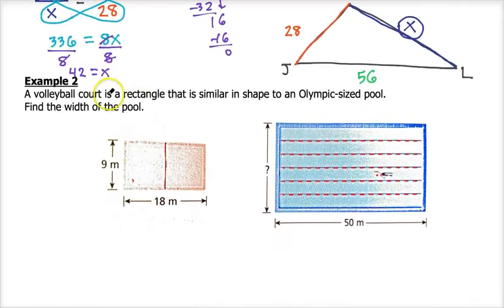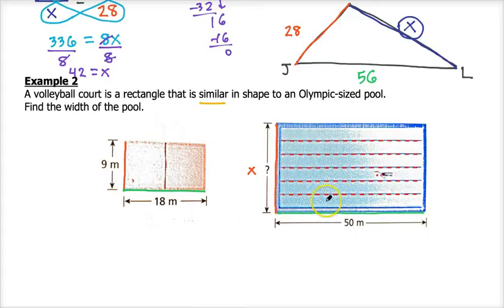This one says that a volleyball court is a rectangle that is similar in shape to an Olympic-sized pool, and our job is to find the width of the pool. So let's identify our corresponding sides. I have the shorter side of my smaller rectangle, this volleyball court, which is 9 meters, and I have the shorter side of the swimming pool, which is the side that we don't know, so we're going to put a variable there. We can use an x again for that. And then we have the length of the volleyball court, which is 18 meters, and then the length of the pool, which is 50 meters.